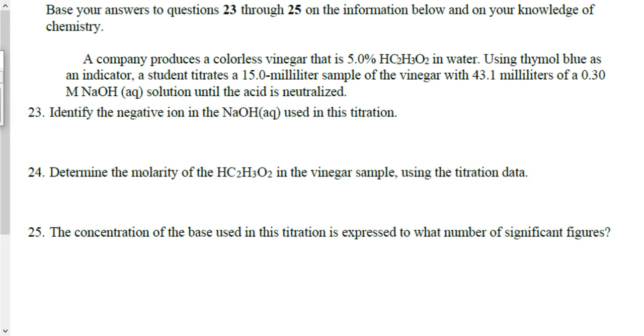For question number 23, identify the negative ion for sodium hydroxide used in titration. Again, it's a classic acid-base theory question, where you need to know that based on Arrhenius theory, bases produce hydroxide ion. And if you look at reference table E, NaOH will produce OH minus, or another name of OH minus is hydroxide.